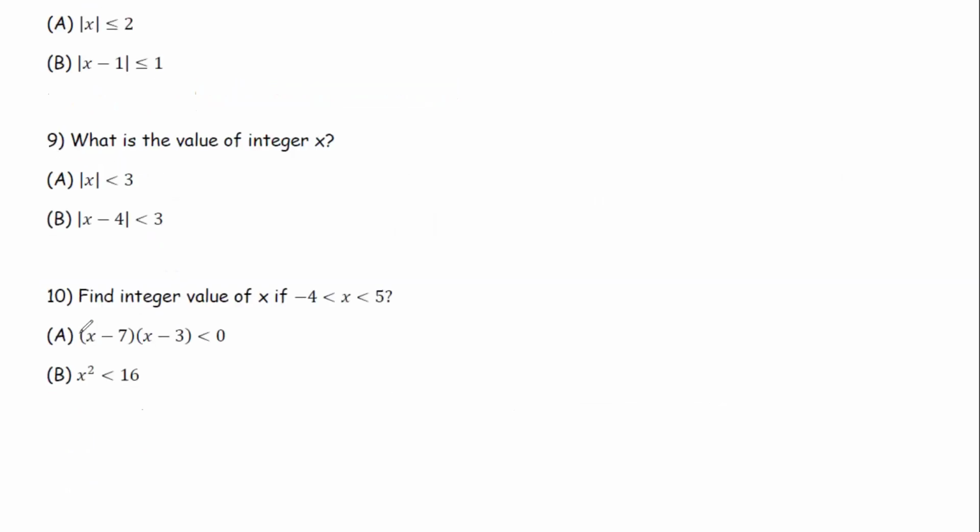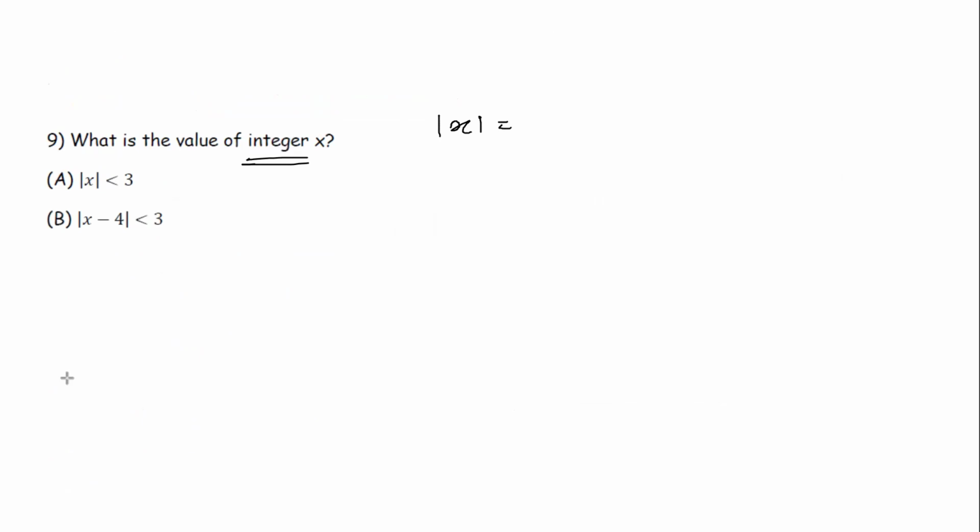9. What is the value of integer x? Integer x. So, mod of x, first statement, the way we solve this is we take mod of x equal to 3. So we get x is equal to negative 3 and positive 3. And it's less than, an empty circle like that. Got it? Okay.